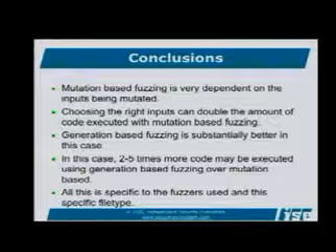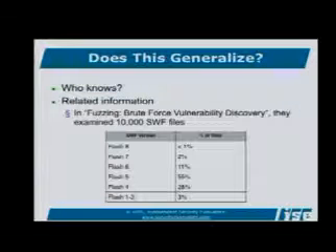Generation-based fuzzing is much better than mutation-based in this case. It's 2 to 5 times better, depending on which file you started with. And this is only one file type, so it might not generalize, but it kind of might.